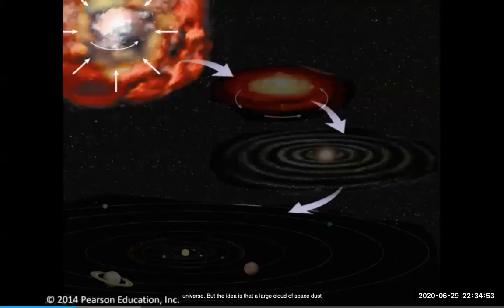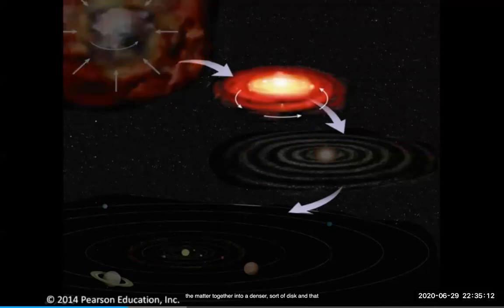But the idea is that a large cloud of space dust and gas condensed into our solar system. So this cloud of dust and gas condensed initially because the little particles were attracted to one another. Gravity pulled the matter together into a denser sort of disk, and that disk compacted into less and less volume. Some of the matter in the middle of that spinning disk actually got so closely packed together that the individual atoms began to merge, and that's thermonuclear fusion, and that's the birth of our sun.